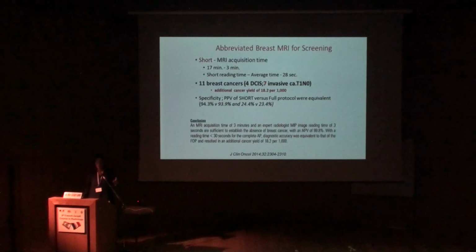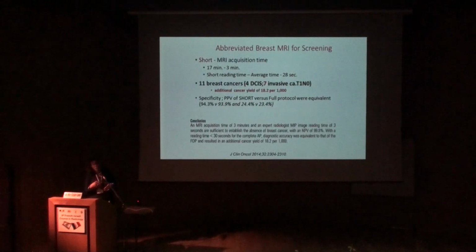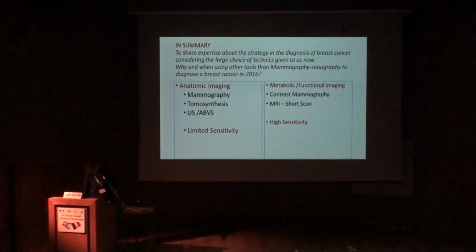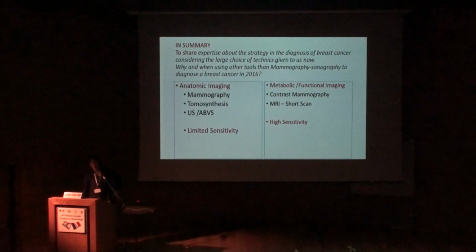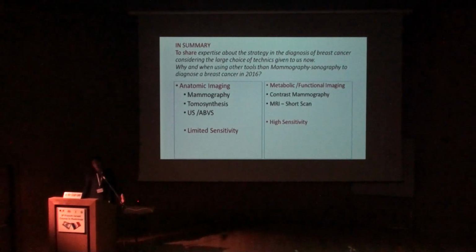So it's something that we have to think about. Maybe the future will be a more functional metabolic imaging, either contrast mammography or MRI, to improve our sensitivity in the detection of breast cancer. Maybe it will be in your era. So just to sum it up, our anatomic imaging are the mammo, the tomosynthesis, and the ultrasound, with a limited sensitivity as I showed. And we have to be aware of the other option of metabolic and functional imaging, which is the contrast mammography and the MRI, with higher sensitivity. I hope that I have shown you that it's not only mammography in breast imaging, we have more specific, more sensitive modalities that we can use. Thank you.